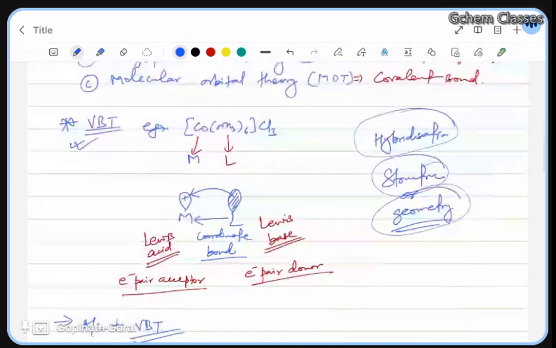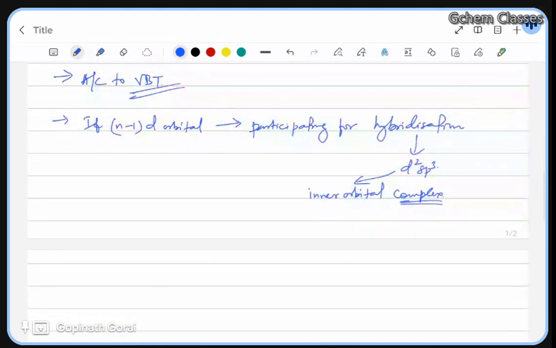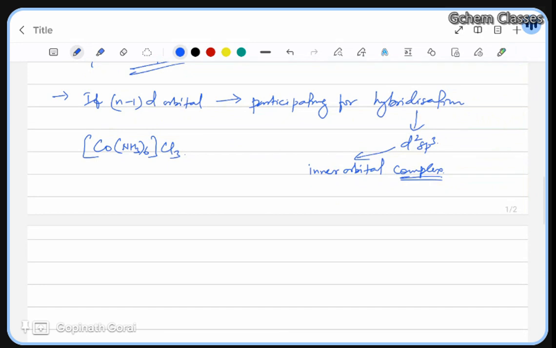For example, we take one example: Co(NH3)6 Cl3. Now, what is the hybridization for this? For that, first of all, we have to look at cobalt and fill up its electrons, and then split them into t2g and eg, which is a different case. But first you have to just fill up cobalt. What is the oxidation state over here? Already we have seen it's +3.